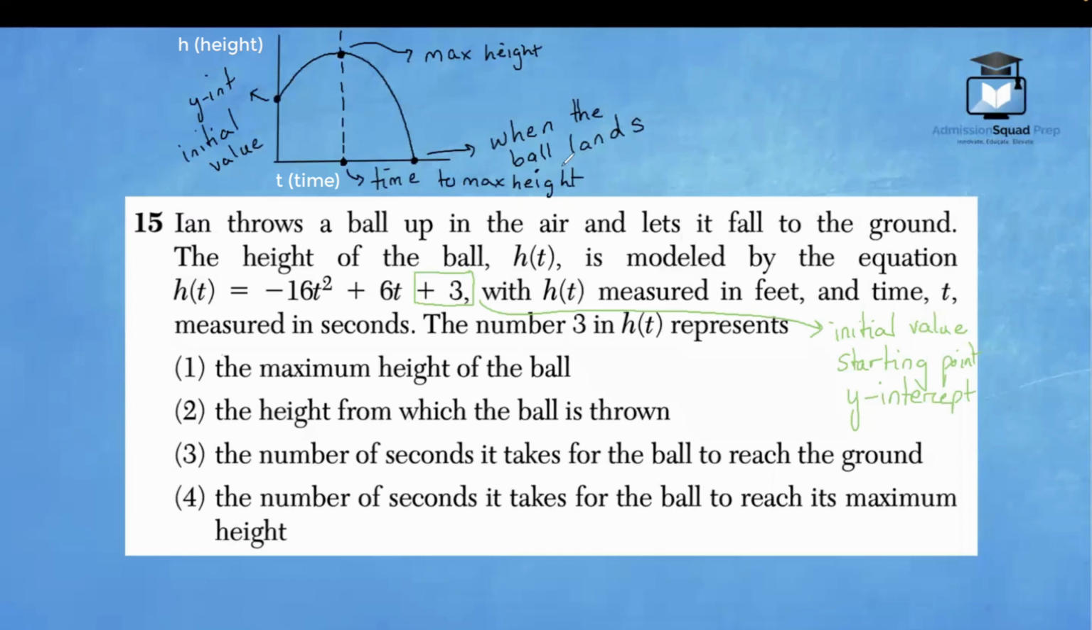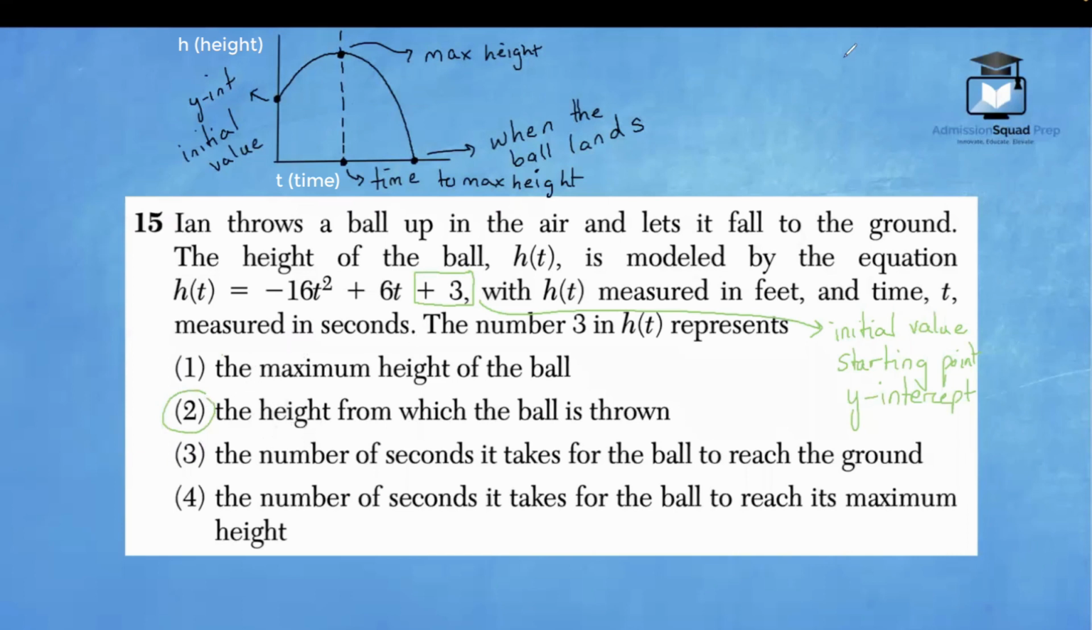So we know that for this problem, we're trying to figure out what the 3 represents. We know that that's going to be our initial value, or our starting point, or our y-intercept. So let's take a look at the answer choices to see which one is the correct answer. Answer choice 1 is the maximum height of the ball. So that's not correct because it would be over here. Answer choice 2 says the height from which the ball is thrown. That looks correct because that's going to be our initial height or initial value.